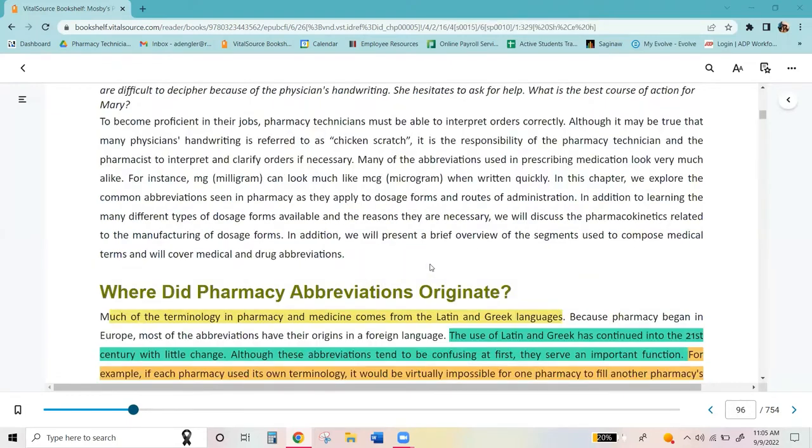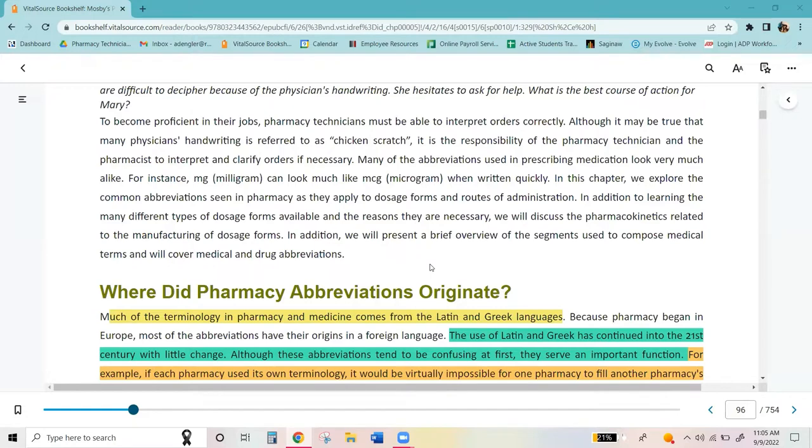To become proficient in our jobs, we must be able to interpret orders correctly. Although it can be true that most physicians' handwriting is referred to as chicken scratch and can be very hard to read, we are still responsible for interpreting and clarifying orders if necessary. Nowadays, most prescriptions are electronically submitted or faxed. You see very few prescriptions actually being handwritten. When you do, if the doctor writes it, sometimes it can be hard to decipher.